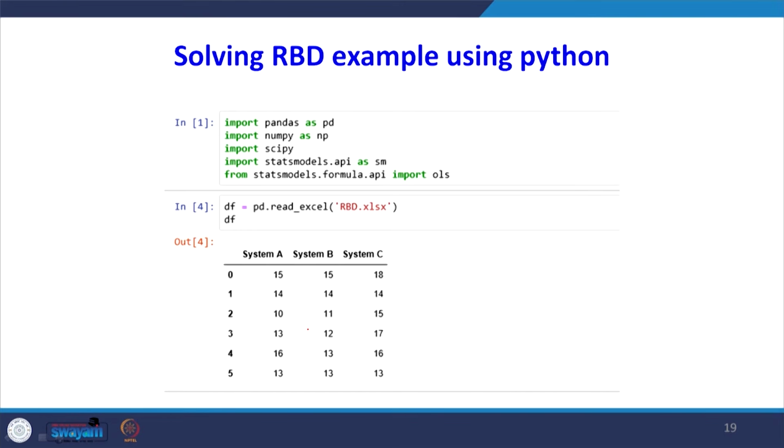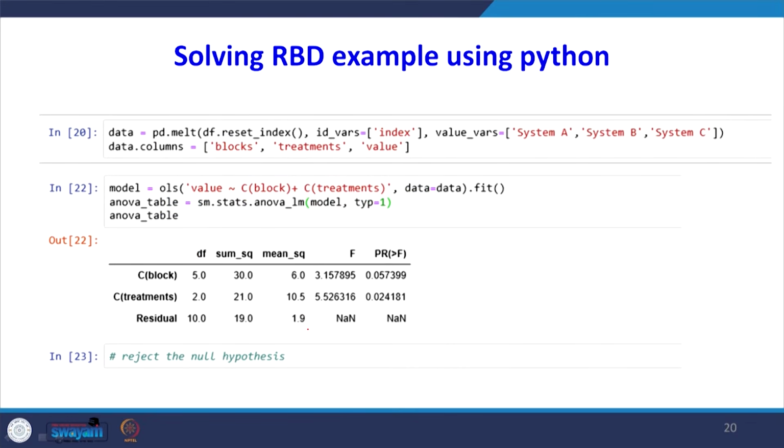I have imported, okay. There are 3 columns. Then I am using the melt command, so that I bring all the values into 2 columns. Here there are 3 columns, because I am going to do the blocking. So, blocks, treatments and values. Model equals OLS, value tilde C(block) plus C(treatment). You see that now there is a blocking effect I included. Previously there was no C(block) term. So, data equals data, close the bracket and fit.